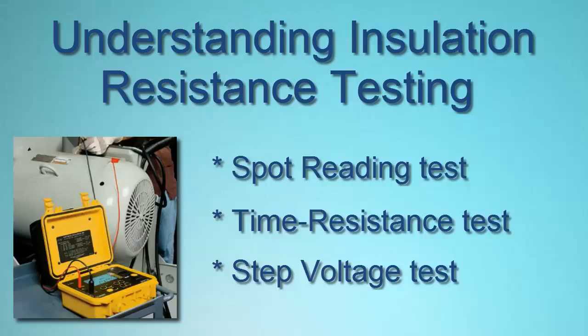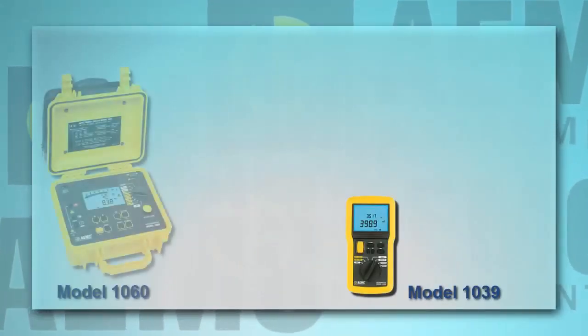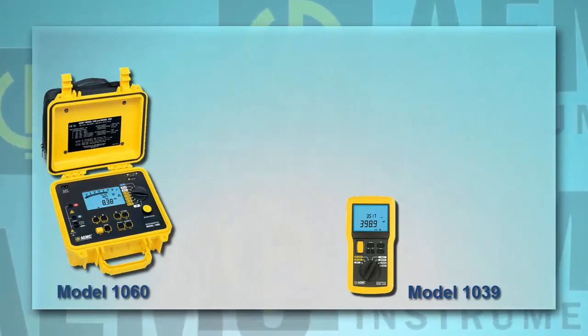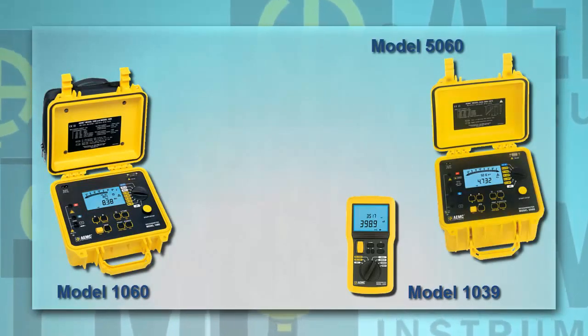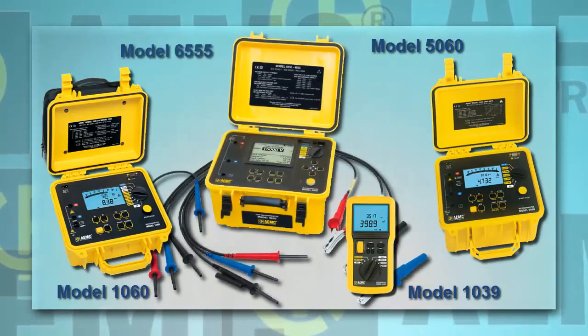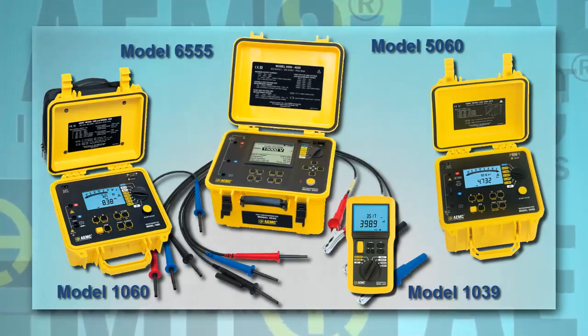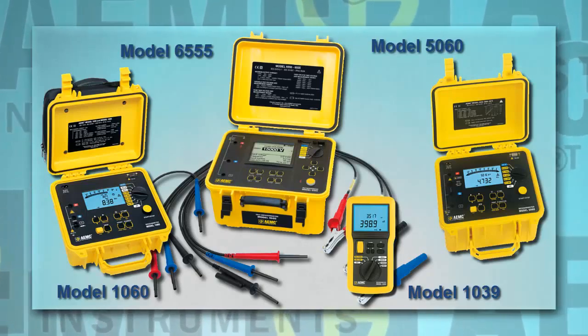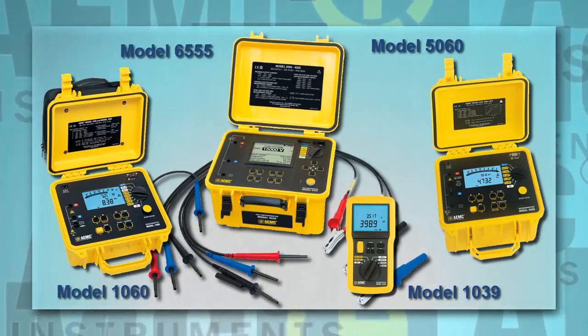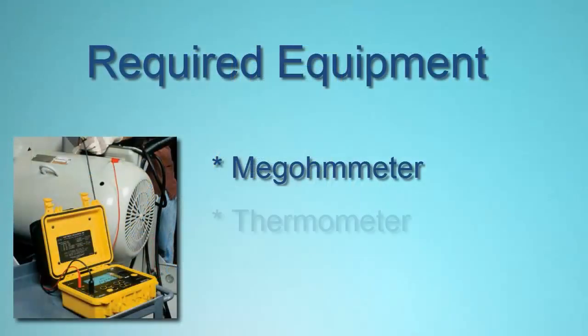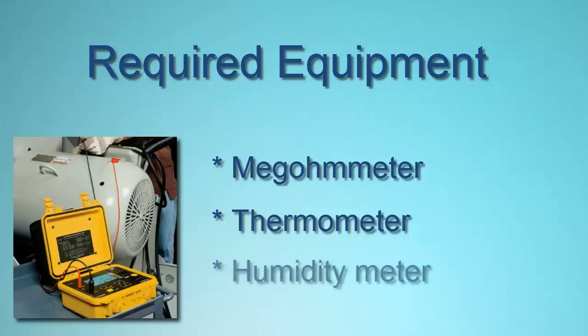To perform these tests, you will need a megohmmeter with a timed test function. AEMC Instruments offers a complete line of megohmmeters designed for insulation testing, ranging from 100-volt handheld instruments to heavy-duty models providing test voltages up to 15,000 volts. And with some models, you can download and analyze the results on a computer running AEMC's DataView software. You will also need a thermometer or similar temperature measuring instrument. And if the equipment temperature is below the dew point, a humidity measuring instrument will also be necessary, especially when performing a spot test.